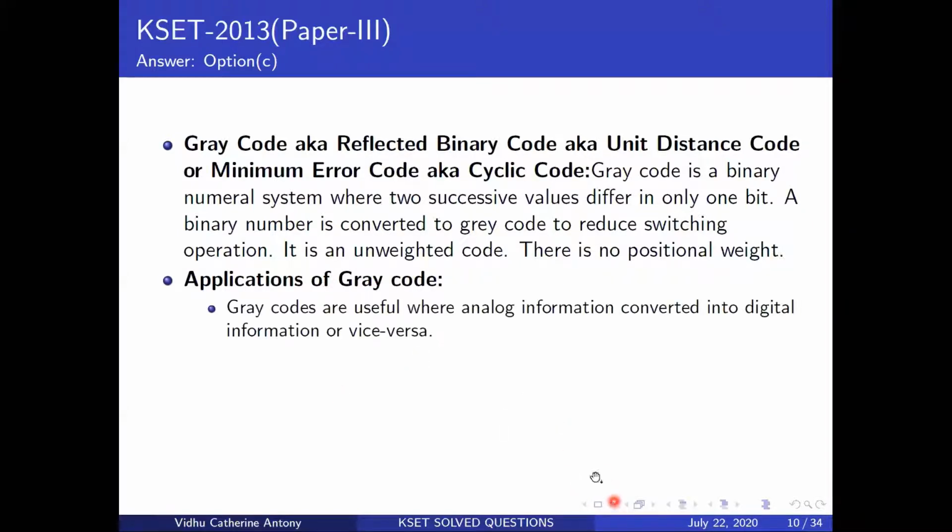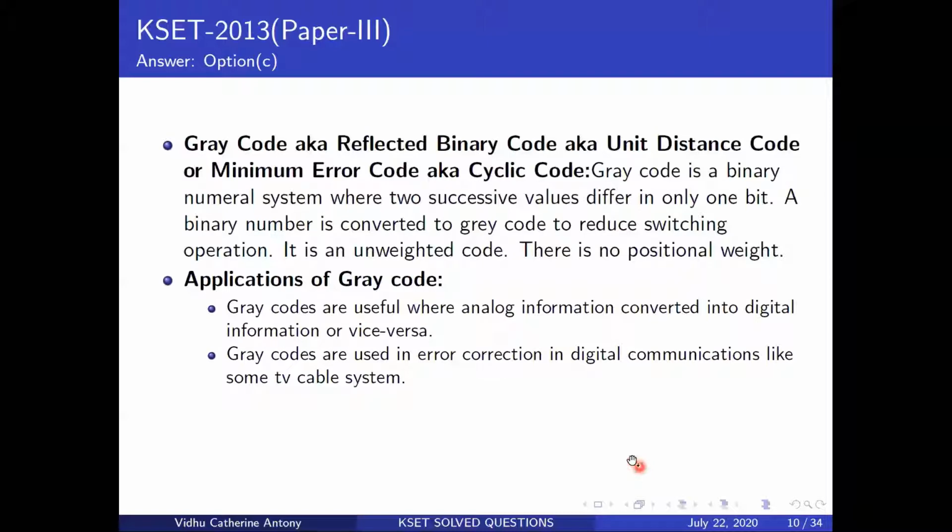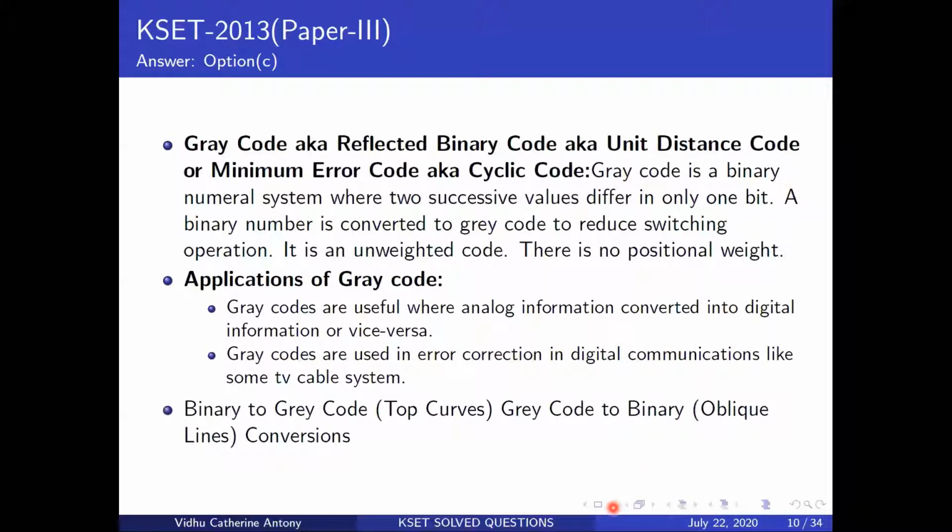Now let's look at the applications of gray codes. Gray codes are useful where analog information is converted into digital information, and they're also used in error correction. Next, how do you convert a binary to a gray code and a gray code to a binary?